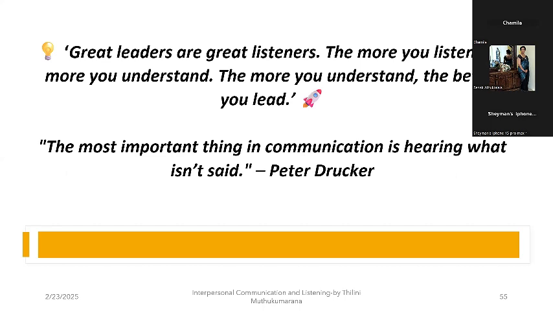These are the famous quotations we have when we talk about interpersonal communication and listening. The great leaders are great listeners, right? The more you listen, the more you understand. The more you understand, the better you can lead. Peter Drucker says that the most important thing in communication is hearing what isn't said, right? There are plenty of sayings like this that can motivate you.